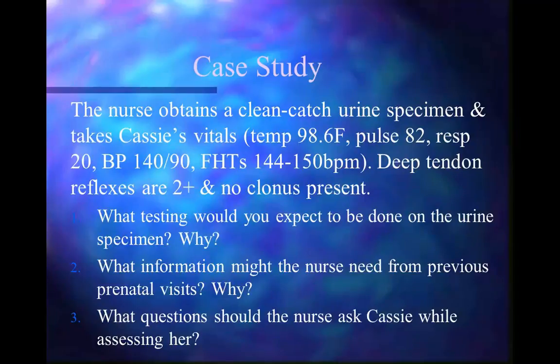The nurse is going to get a clean catch urine specimen and take her vitals. She'll check fetal heart tones and deep tendon reflexes and check for clonus. Remember, clonus, we'll talk about what that is, but it's always checking for hyperreflexia. So 3 more questions. What testing would you expect to be done on the urine specimen and why? And what information might the nurse need from those previous prenatal visits and why? And what questions should the nurse ask this patient while assessing her?